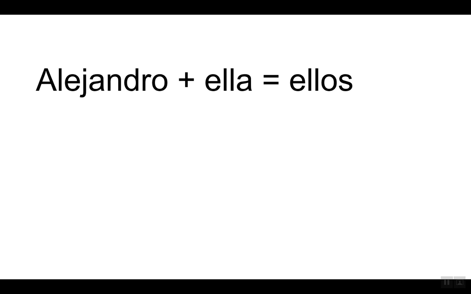It's ellos, not ellas, because there's a boy and a girl mixed. If it was two girls, it would be ellas. But there's a boy, Alejandro, and ella, which is she, which is a girl. So ellos is the correct subject pronoun. Let's try the next one.